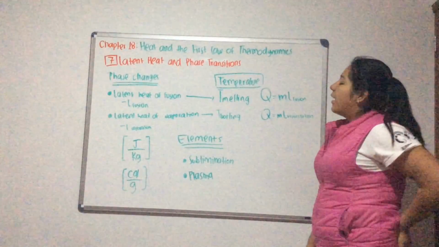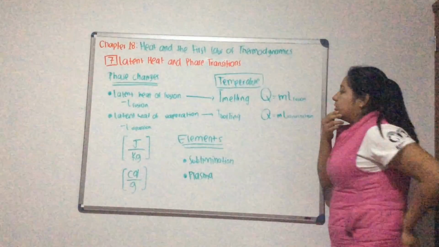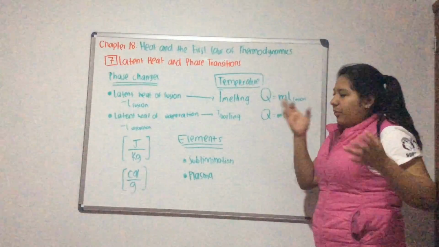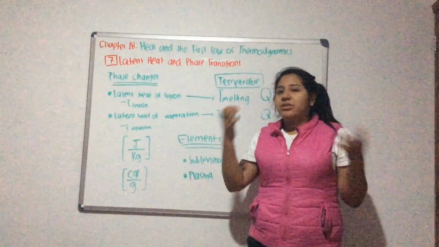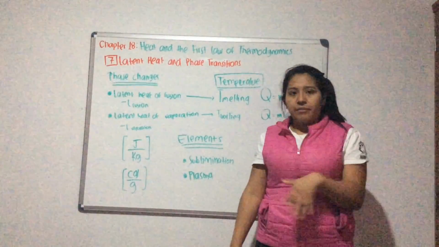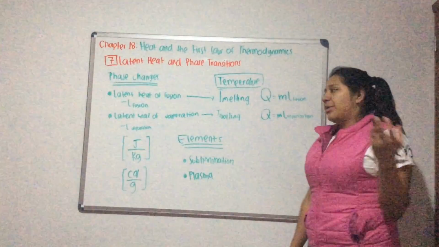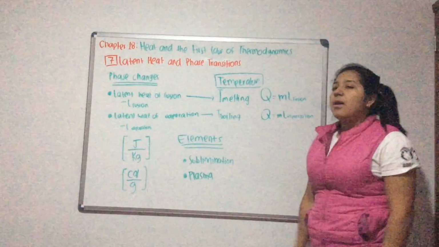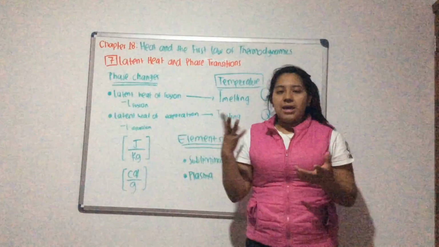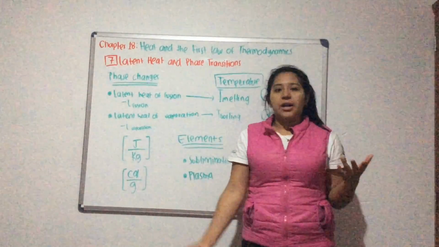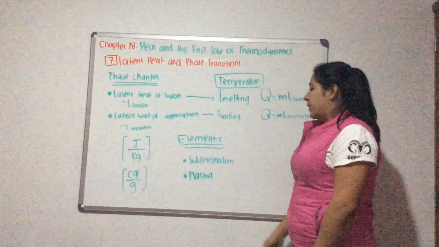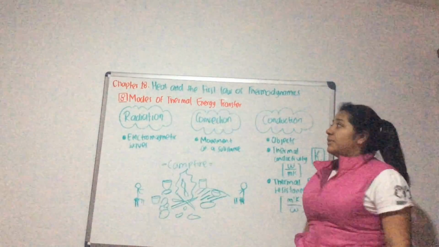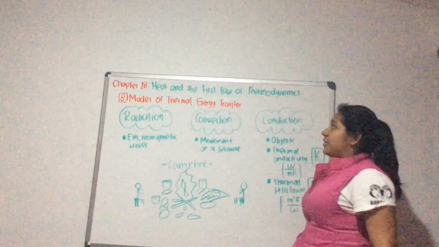Now I'm going to talk about the phase transition temperatures in elements. When an element whose state of matter is solid converts directly into a gas, that process is called sublimation. And when you heat that gas, its electrons are freed and form another state of matter, which is called plasma. Finally, we're on the last topic of chapter 13, which is modes of thermal energy transfer.